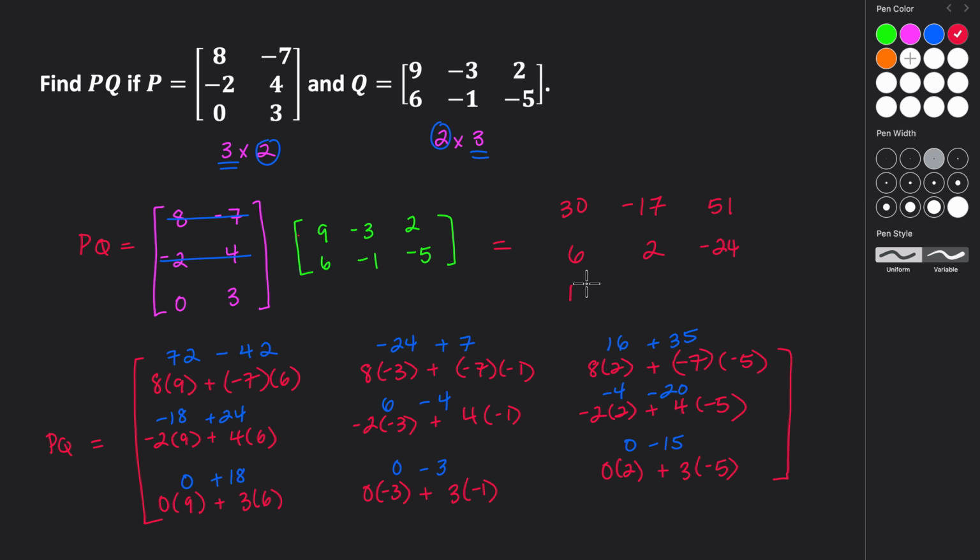0 plus 18 is just 18. 0 minus 3 is -3. And 0 minus 15 is -15. So this is the product of P and Q, and we result in a 3 by 3 matrix, as we could suspect we would get from this here.